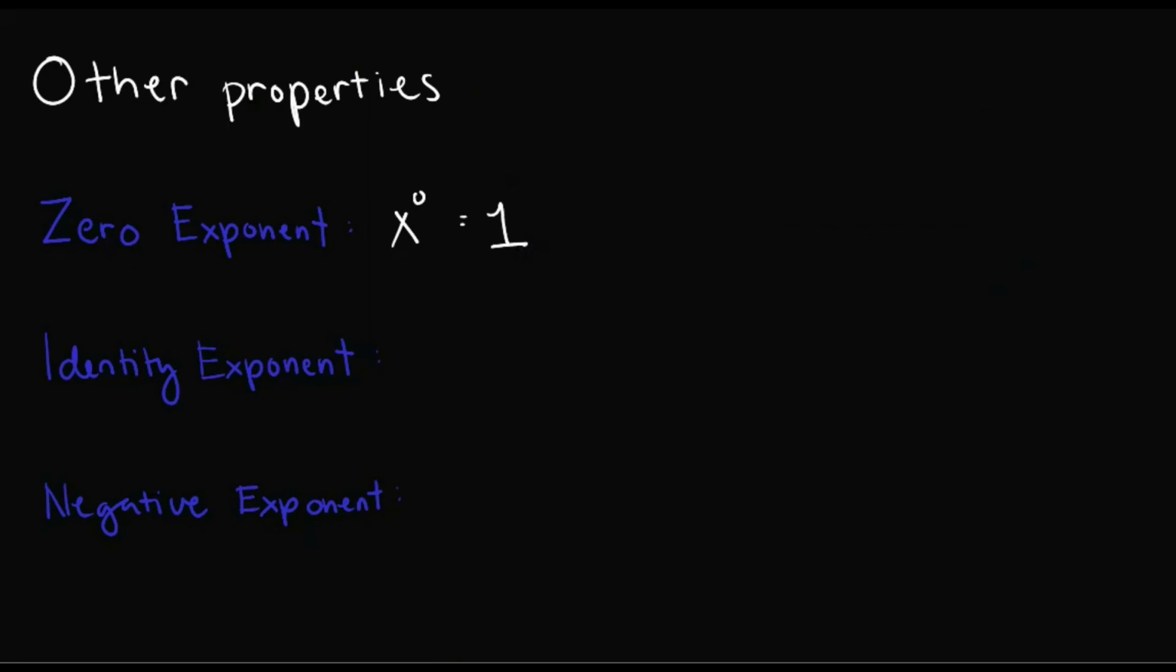Now we also have the identity exponent. And this one states that x^1 is equal to x. I think this one is pretty self-explanatory, since again, the definition of exponent is that this refers to the number of times the base is multiplied by itself. So we only multiply the base by 1 time. So it's only x.